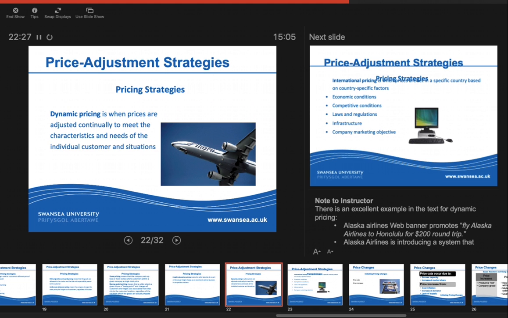Dynamic pricing: prices adjust continually to meet the characteristics of the individual customer and situations. Airline industries are the classic example of this, where it depends on the time that you book a seat, let's say on EasyJet. If there are a lot of seats on that plane, then obviously from an economic perspective, there's a lot of supply and not much demand. The price is going to be less than if that flight is looking to be full. As the plane fills up, the price will change accordingly.